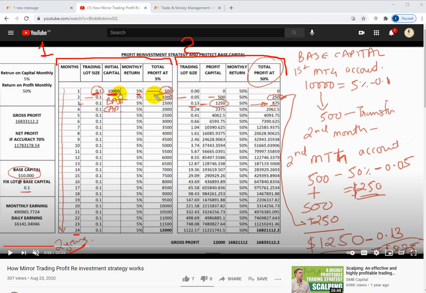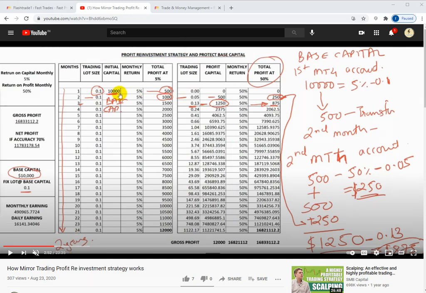Whatever profit we earn in the first MT4 account is going to be transferred into the second MT4 account. In the second MT4 account we will trade with compounding lot size. Here in this video I have chosen a 50% monthly return, but as per the client's choice, the monthly return on the second MT4 account can also be increased or decreased, and according to that the lot size is also going to change. Now, let me show you how this calculation works.